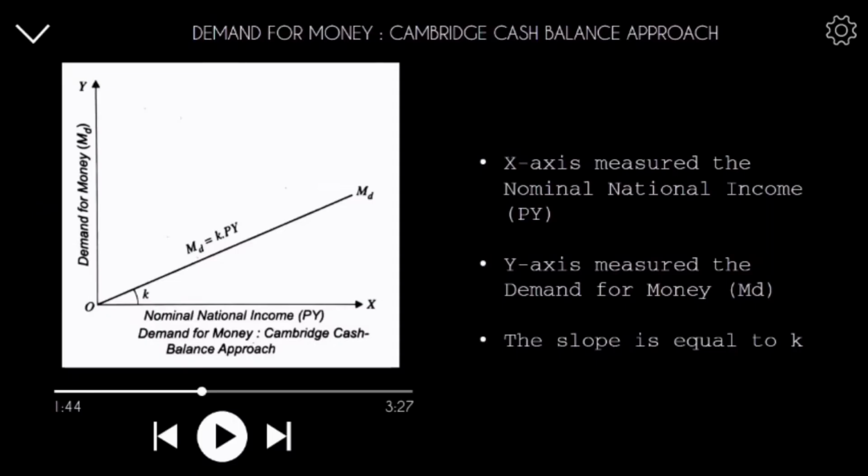This is the graph of the Cambridge cash balance approach, where the x-axis measures the nominal national income, PY, and the y-axis measures the demand for money, MD. The slope is equal to K. From the graph in the slide, we can see that demand for money in the Cambridge cash balance approach is a linear function of nominal income.